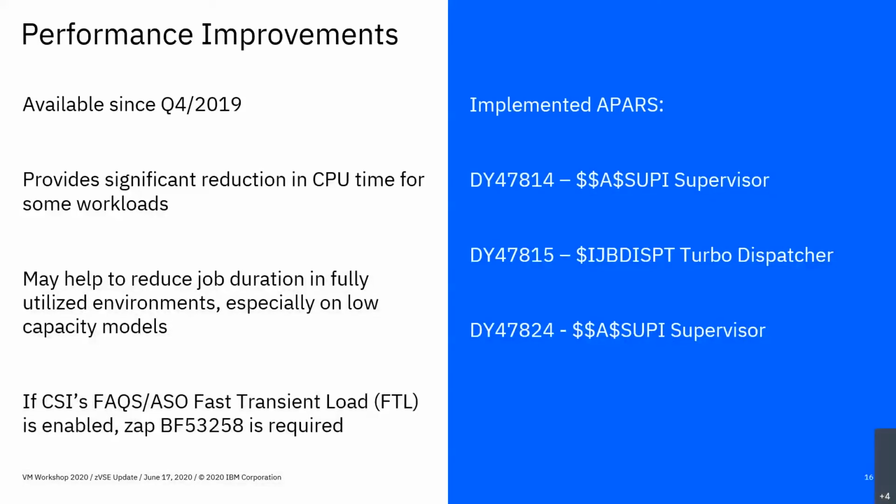At the end of last year, we implemented 3 APARs. The affected parts were the VSE supervisor and the dispatcher. The PTFs provide a significant reduction in CPU time for some workloads. They may help to reduce job duration, especially on fully utilized low capacity models. But again, the performance benefit strongly depends on the customer's workload. In addition, customers have to be aware that if CSI's FAQS ASO fast transient loader is enabled, a special fix is required, otherwise the application will fail.